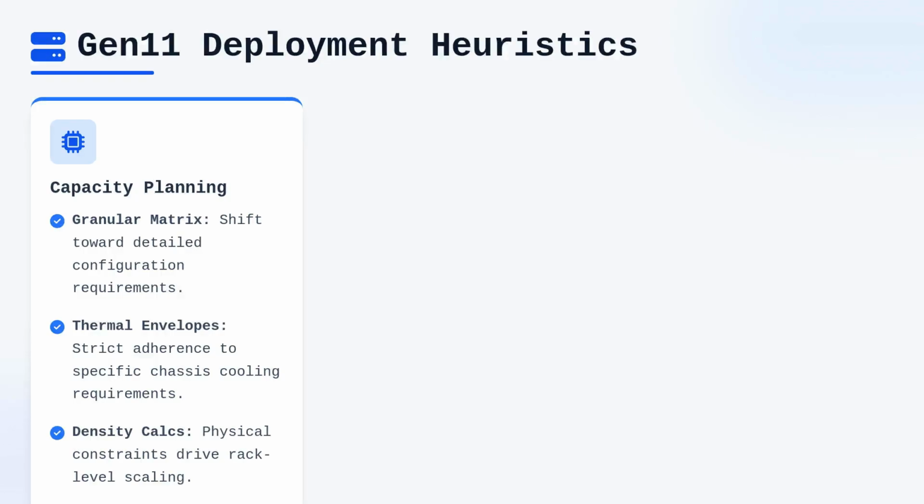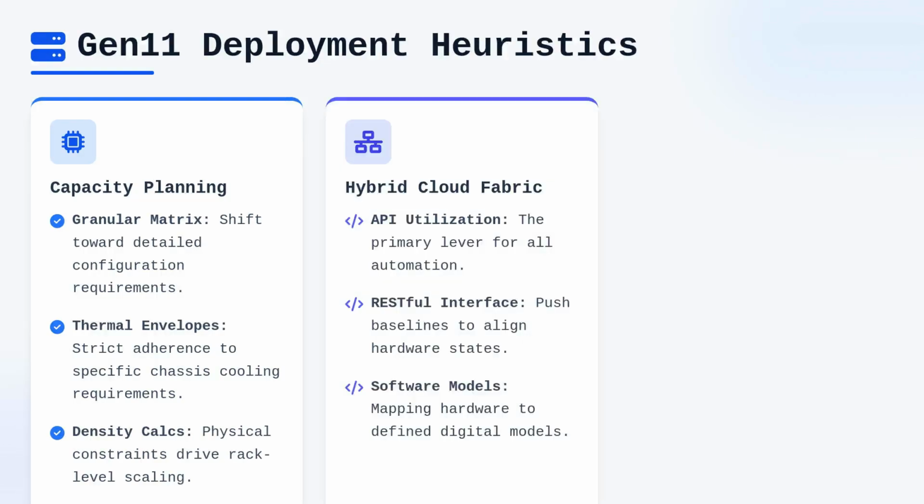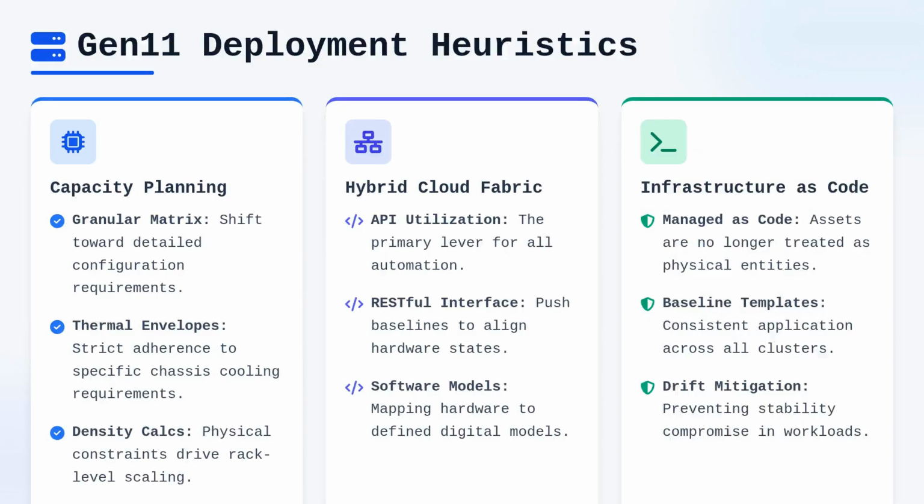When you integrate these systems into a hybrid cloud fabric, the API utilization becomes the primary lever for automation. You will frequently interact with the RESTful APIs to push configuration baselines and align hardware states with your defined software models. This programmatic approach is what sets the Gen 11 apart from older generations. It is designed to be managed as code rather than as physical assets.